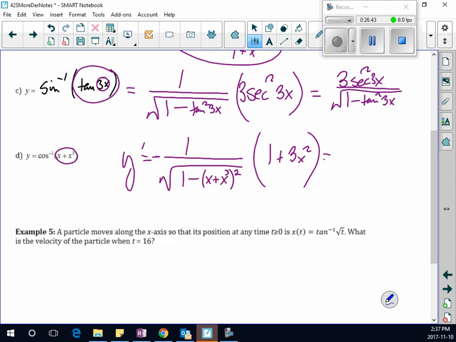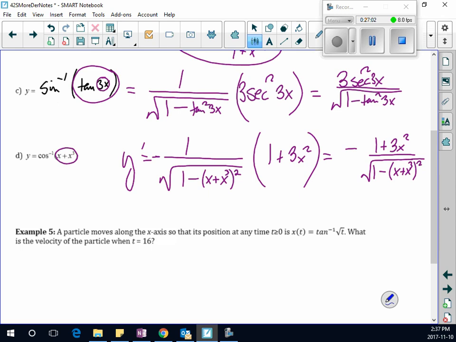So then I would just kind of clean it up. Negative 1 plus 3x squared over the square root of 1 minus, I'm not going to square that, x plus x cubed, the whole thing squared. There you go. Oh, I got it. Right on.